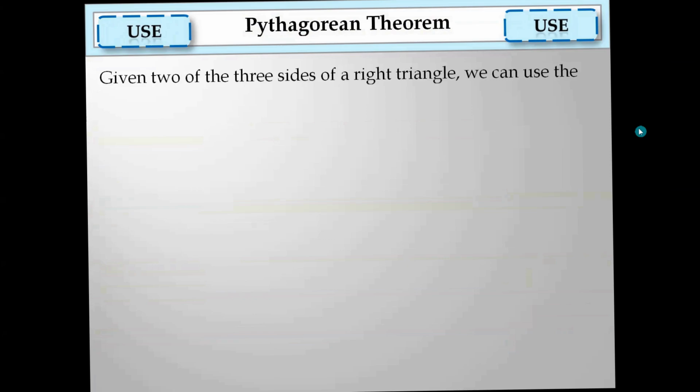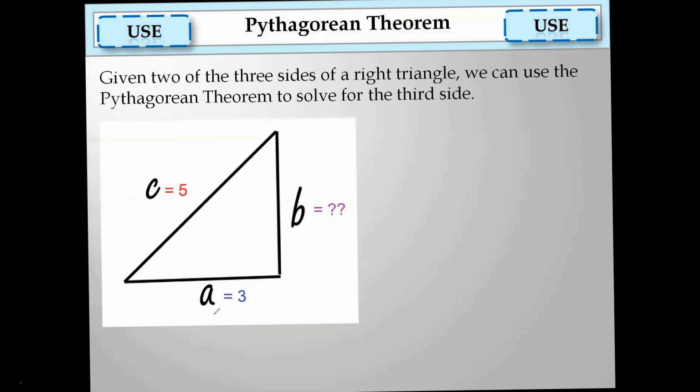Given two of the three sides of a right triangle, we can use the Pythagorean theorem to solve the third side. We are given the base of the triangle, one of the legs, to be 3. We're given the hypotenuse of the triangle, because it's the longest side for our right triangle, to be 5. Our job here is to figure out the height of this right triangle or the second leg.